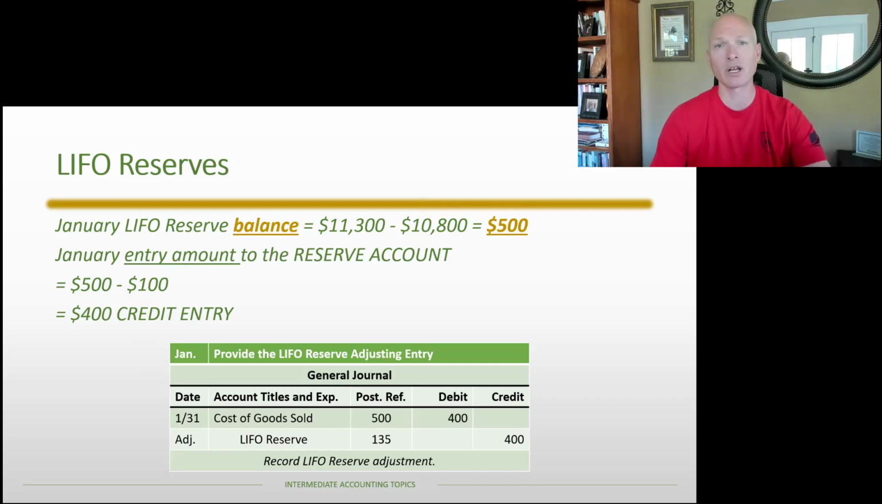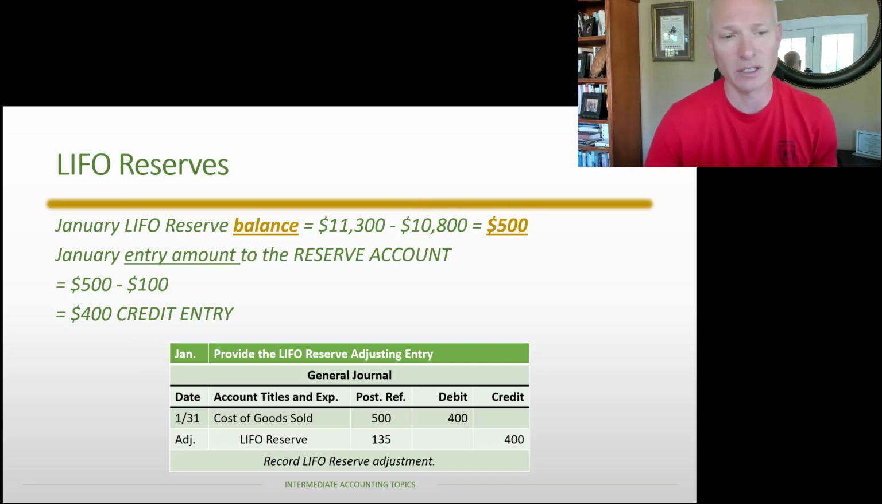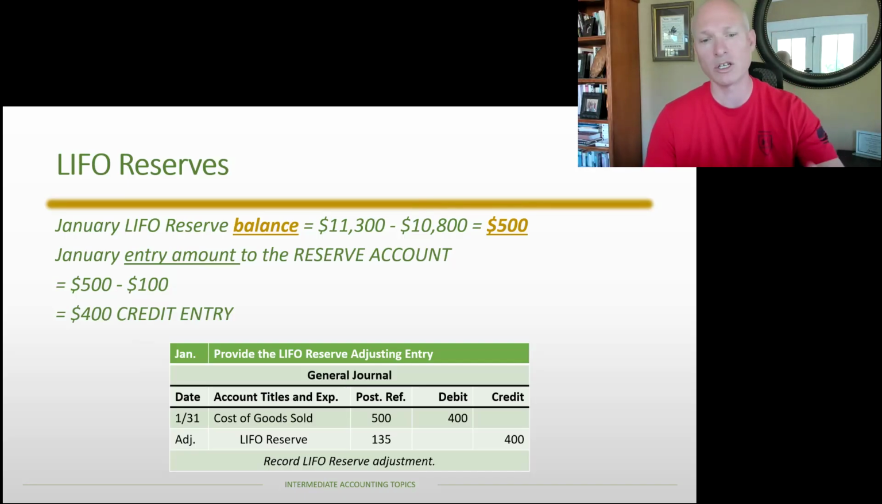Just to be very, very clear, we're not touching our inventory, but we want our cost of goods sold to reflect LIFO. That's essentially what we've just done. We've forced cost of goods sold to reflect LIFO, higher cost of goods sold.